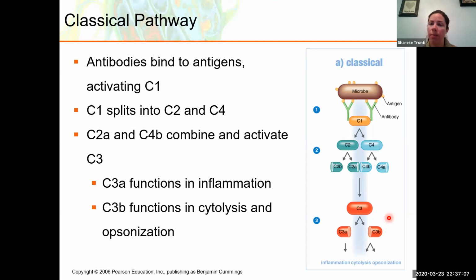All 3 pathways produce C3A and C3B. So this is the main goal of all 3 pathways, all right? So once you get to that point, they're all going to be the same. So C3A functions in inflammation, and C3B functions in cytolysis and opsonization. If you recall just the slide before, we talked about the 3 effects of complement and what they do. So these are the 2 proteins that are actually going to cause those effects.